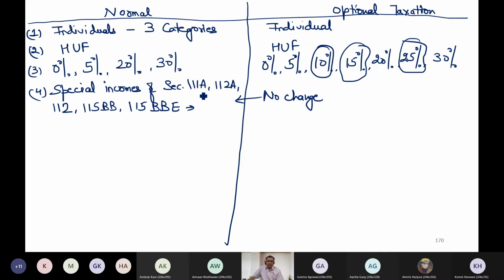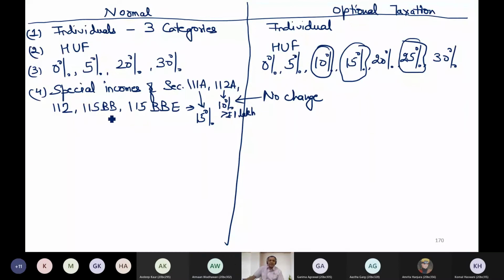Do you remember what is the tax rate of section 111A? Short term capital gain of 111A. Do you remember the tax rate, special tax rate? 15%. Very good, 15%. Do you remember 112A? 10%, exceeding how much? 1 lakh. Yes, 1 lakh.